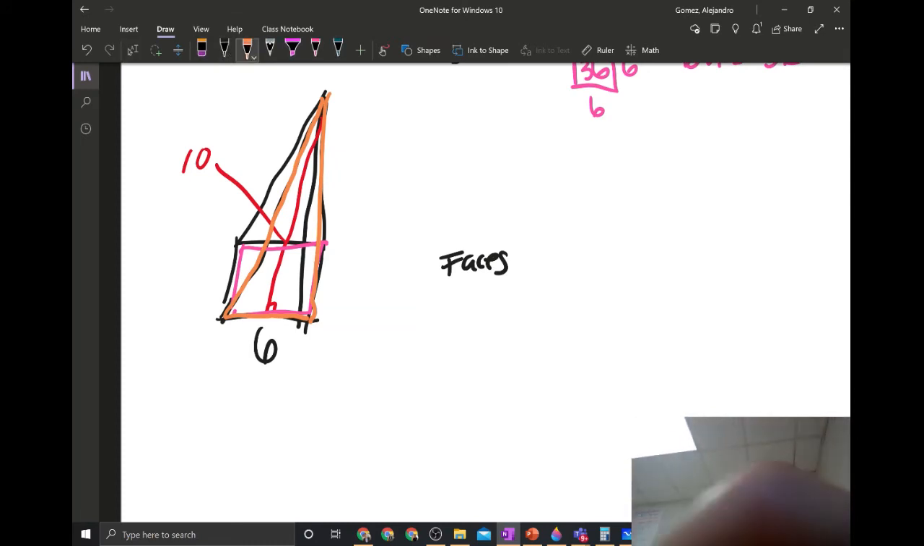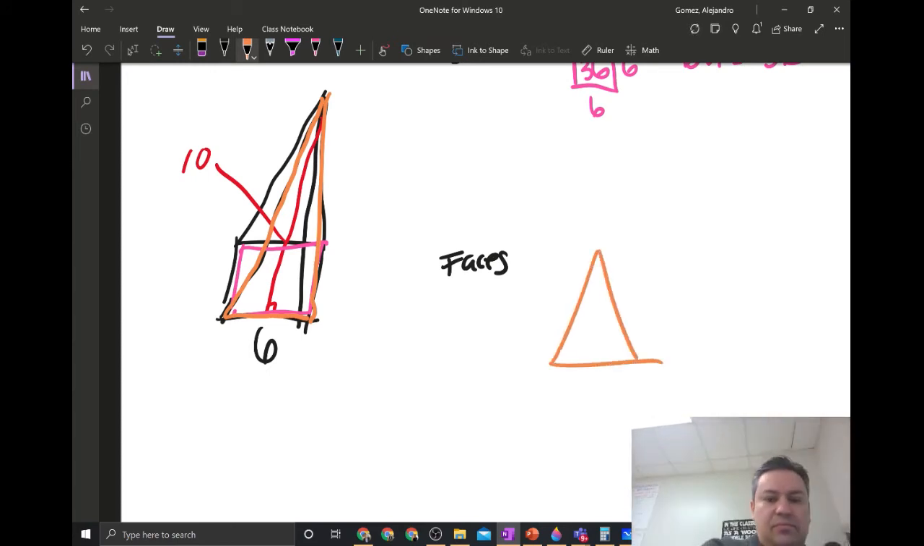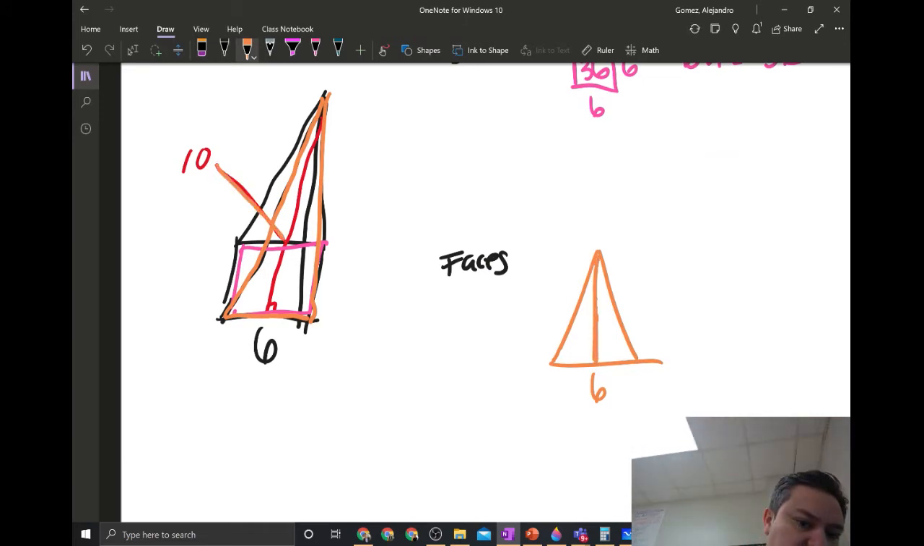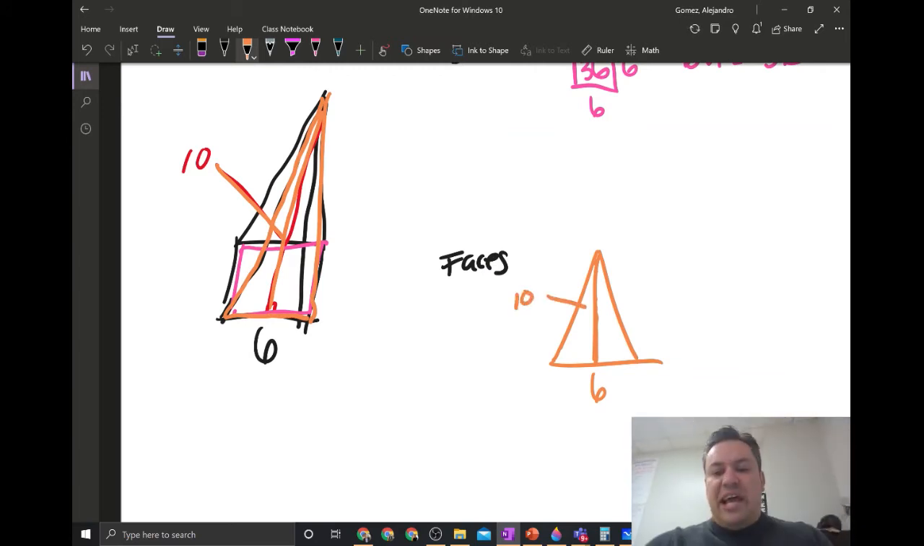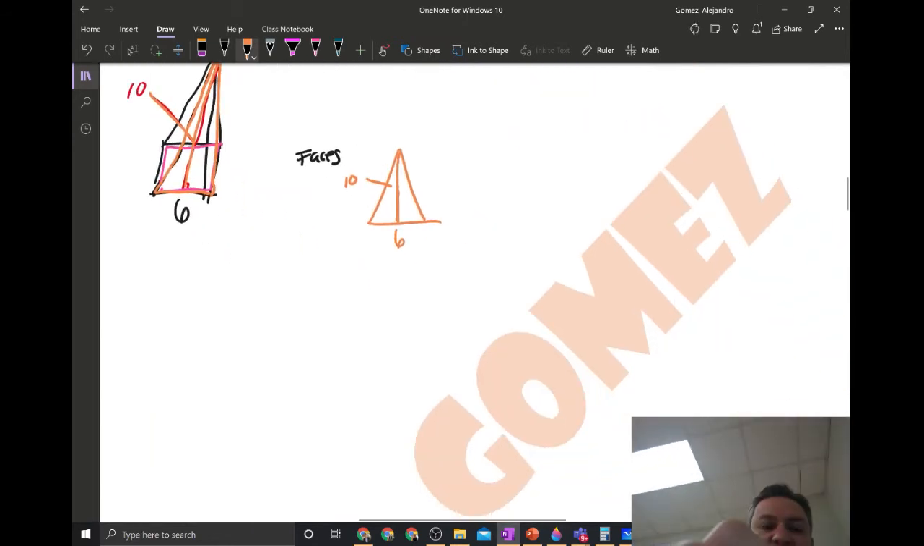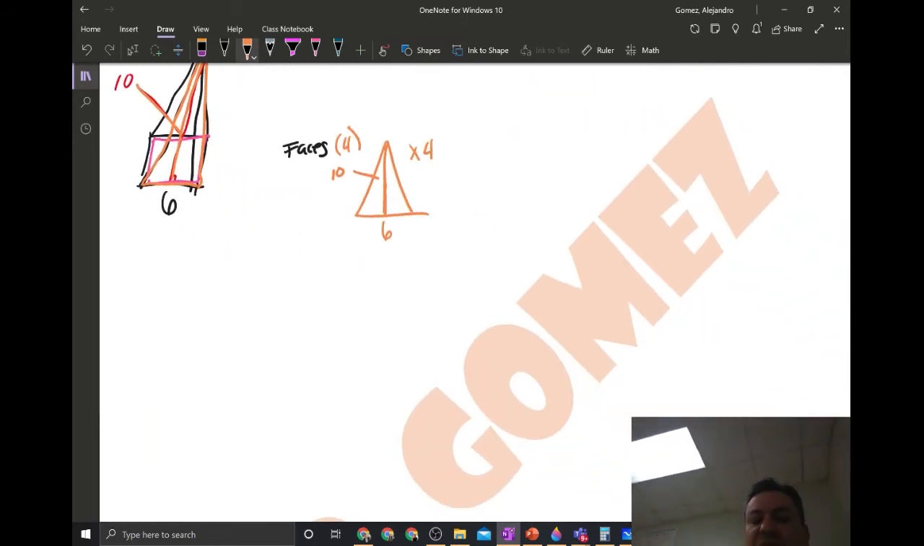So I'm gonna draw the face on the side, and I know the bottom of it is going to be 6 because it's given to me right there. And the height of it, this height right there, is 10. And all of them are the same. So all I gotta do is find one, because I have 4 of them, so times 4. Once you finish, you use times 4. So the formula is base times height divided by 2. This is gonna be the area of the face, right? So this is 10 times 6 divided by 2, 60 divided by 2 equals 30.